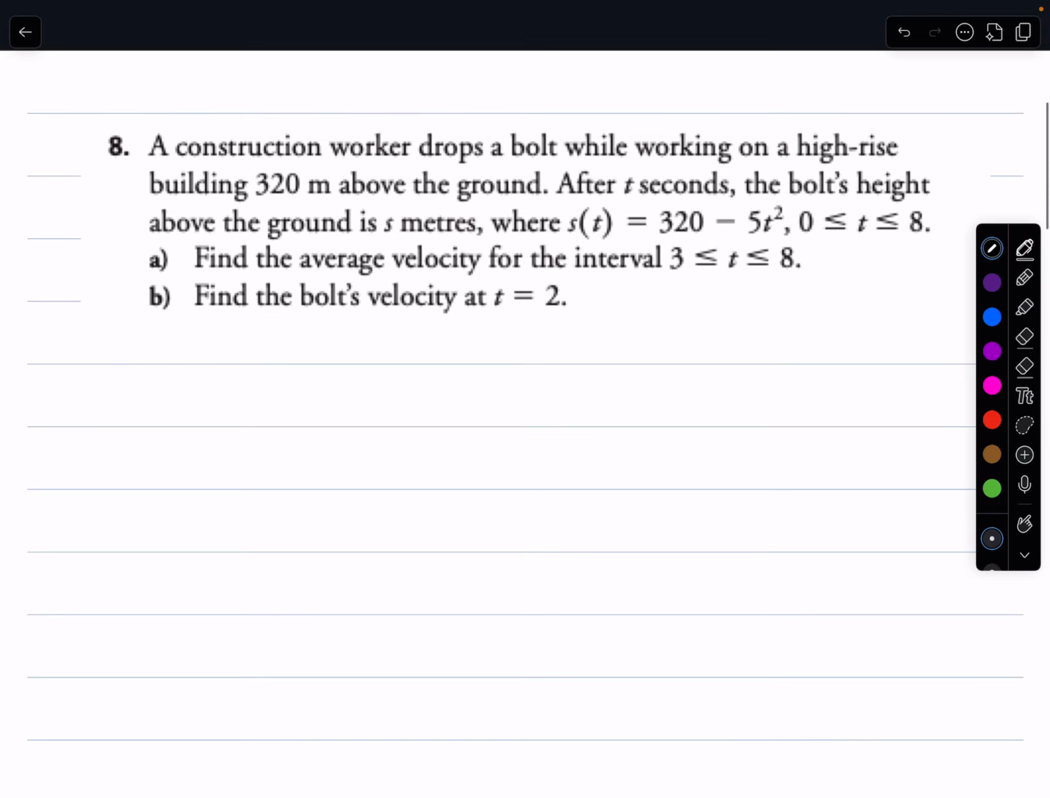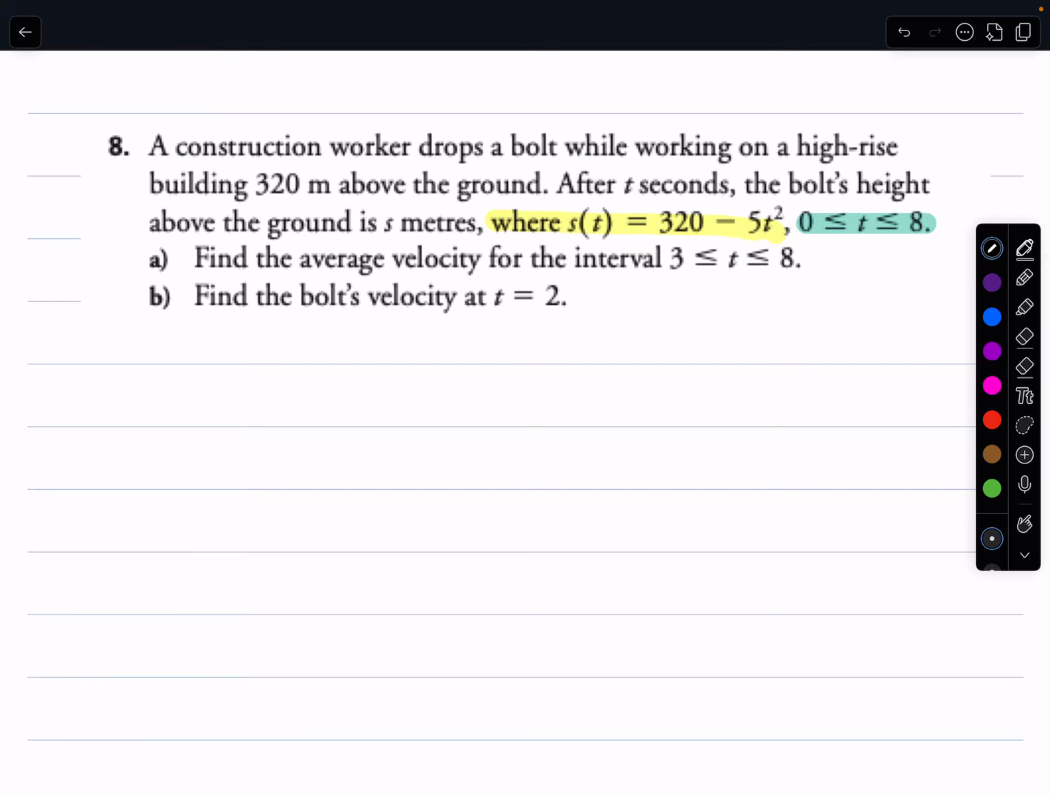So let's look at this question. A construction worker drops a bolt while working on a high-rise building 320 meters above the ground. After t seconds, the bolt's height above the ground is s meters. The equation that they gave us is this, and they also gave us a range. So this is what's happening: the equation of the bolt dropping off the building looks like this, but it's only from 0 to 8 seconds.